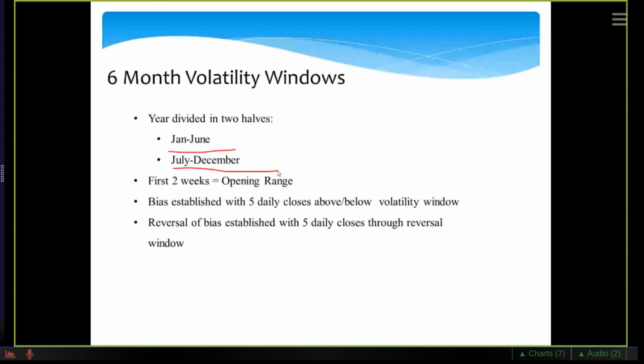what do we need to establish a bias? Half of that time. A bias is established with five daily closes above or below a volatility window. A reversal of this bias is established with five closes above or below that reversal window.